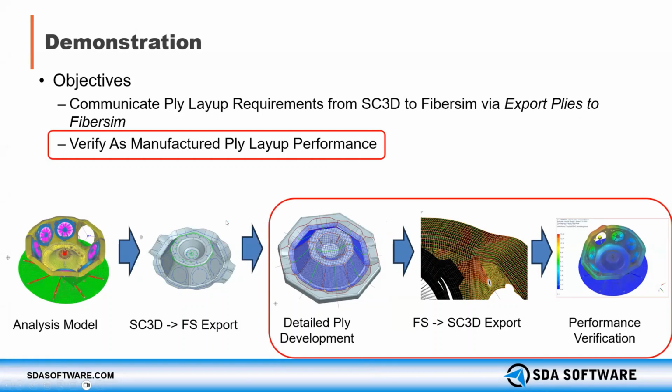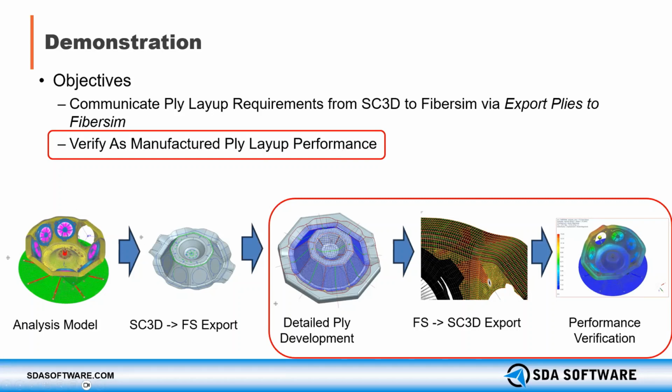The Fibersim designer is going to come up with the detailed ply layups and work on building the overall information. And then once he is done with that, he's able to produce an export out to Simcenter. Then we're able to use that information to update the finite element model. From this, we can verify performance of the part to ensure that we are still meeting our requirements.